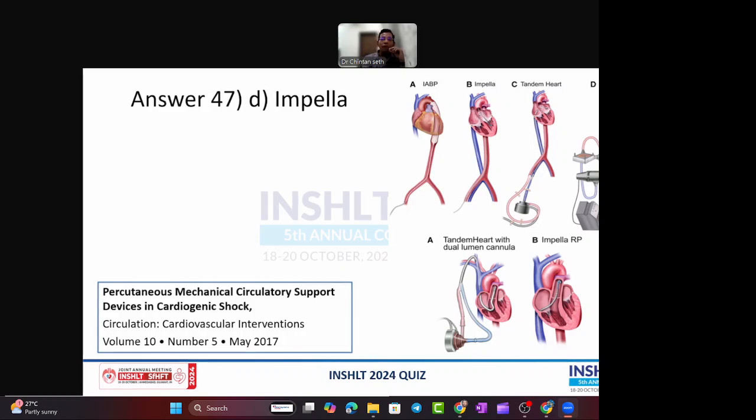There are different kinds of Impella support: 2.5 liter support, 5 liter support, and RV Impella. So different kinds of Impella supports are available, and that is the percutaneous device. The rest are all surgical devices. Next slide, please.